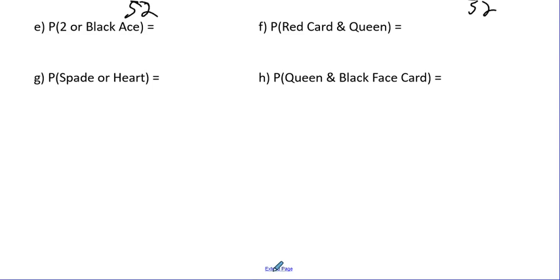A 2. How many 2s are there? 4. How many black aces are there? 2. They do not overlap, so it's just 6 out of 52. You just simply add that.